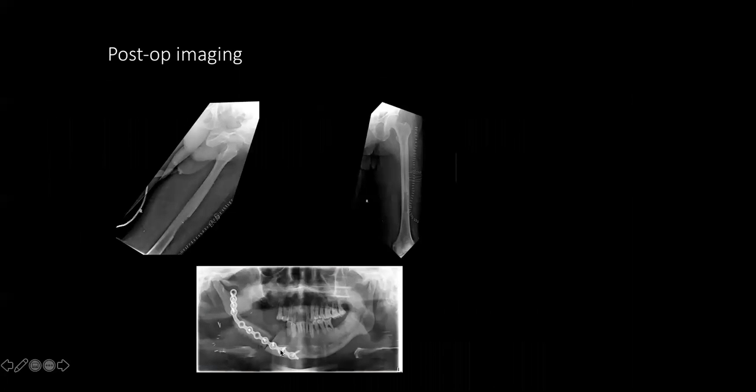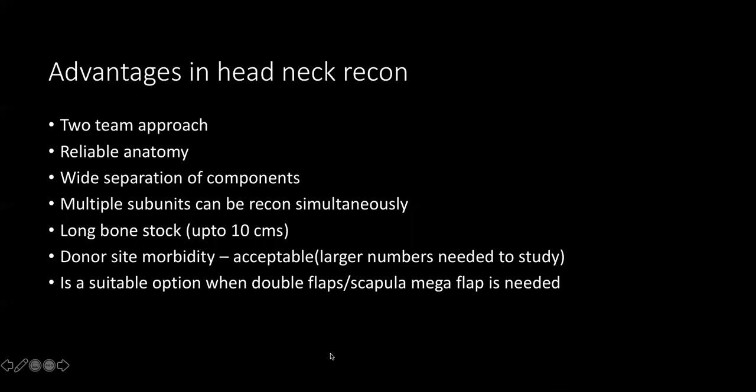And this sits quite well for mandibular defects. Again, the two-team approach is possible. Anatomy is reliable. There is wide separation of components. You can harvest a traditional ALT skin flap along with it. You get long bone stock. The donor site is acceptable, but we need more studies to show that it doesn't affect load bearing on the femur. And it is a suitable option when double flaps are needed.